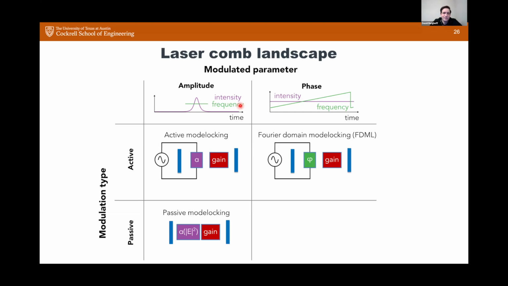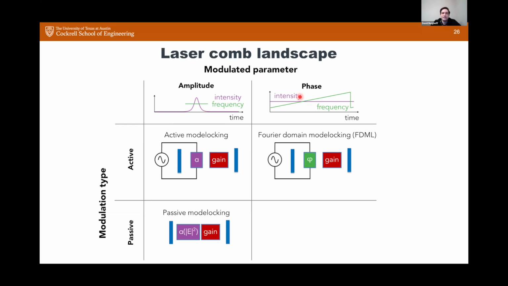There's an alternative way, just known as Fourier domain mode locking, where you modulate the phase of a field inside a cavity. This is actually producing a constant intensity, but a chirped frequency. So actually, it's kind of the opposite of a pulse. The intensity is more or less fixed, and the frequency is changing. So this is very much like a frequency modulated sort of source.